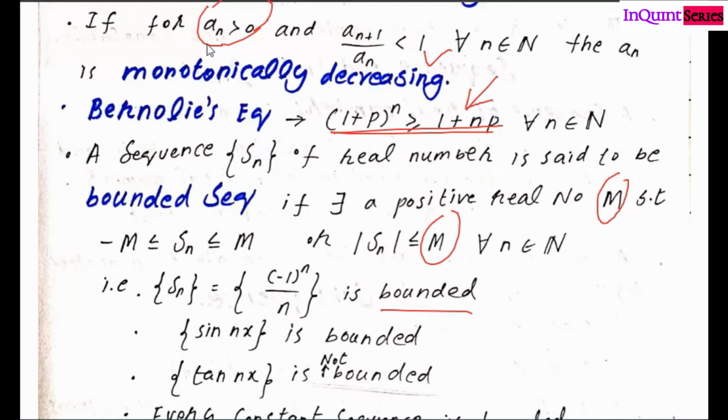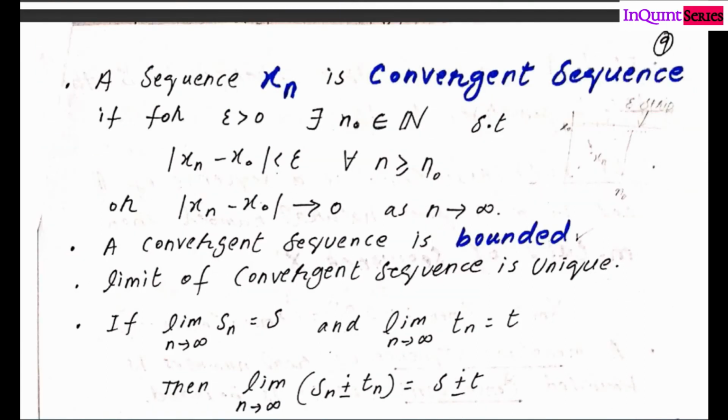The sequence sin nx, where n belongs to the set of natural numbers, is bounded, and the sequence tan nx is unbounded. Now move towards the convergent sequence.